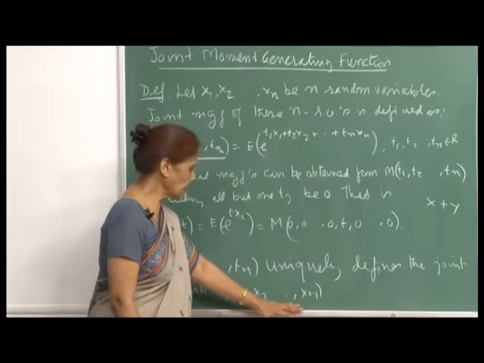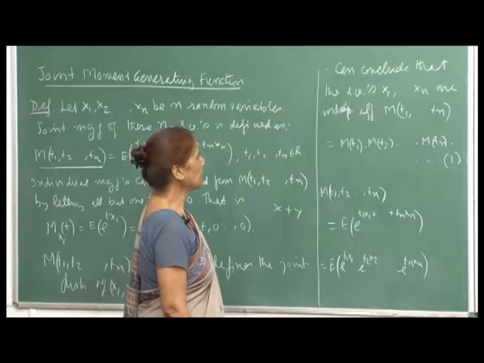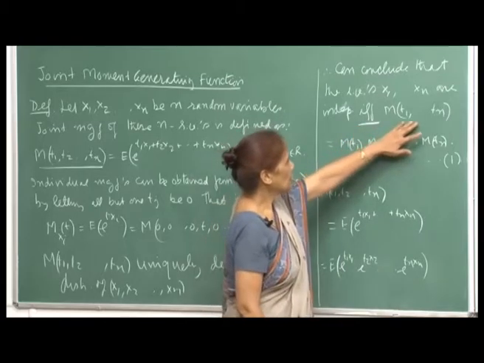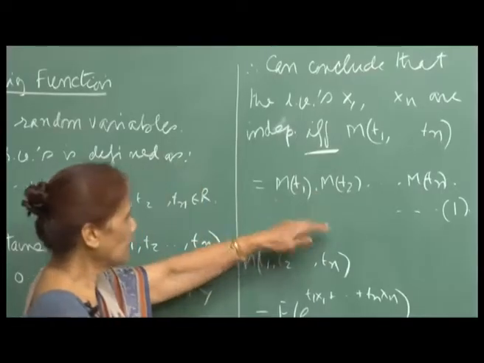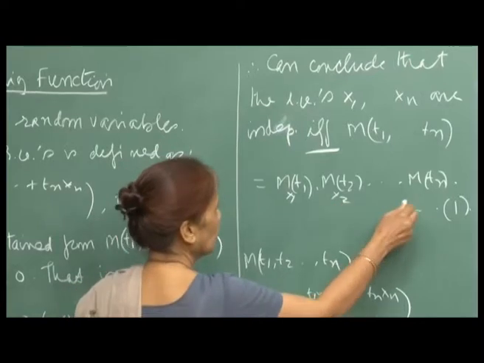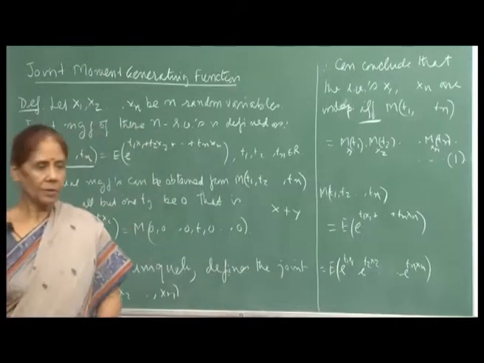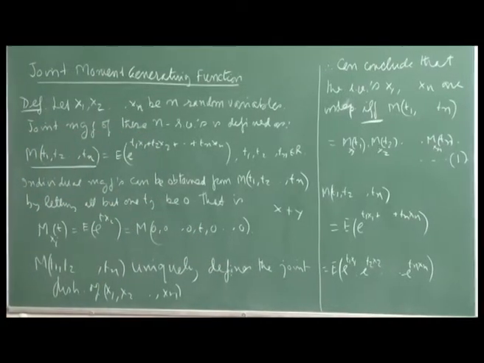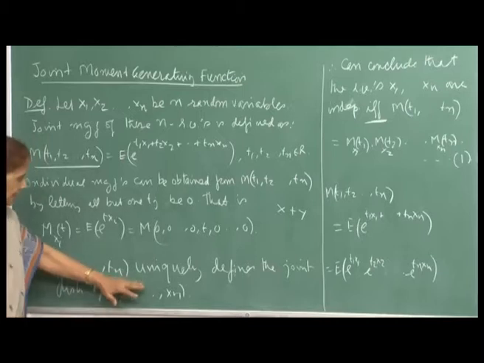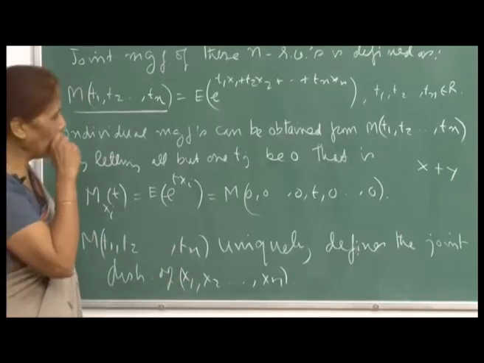So, if the joint distribution is uniquely defined, then we can conclude that the random variables x 1, x 2, x n are independent if and only if m of t 1, t 2, t n can be written as the product of the individual MGFs. That means you can decompose your joint moment generating function into the product of individual MGFs, assuming that the MGF defines the distribution function uniquely, which we have accepted.